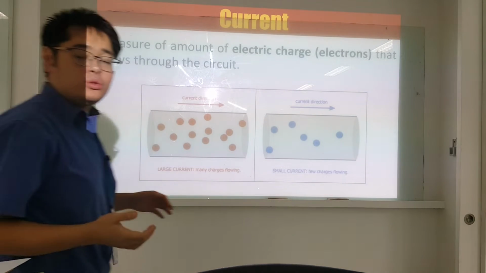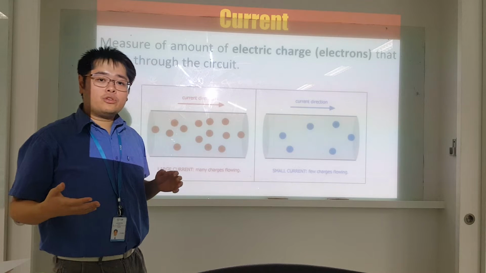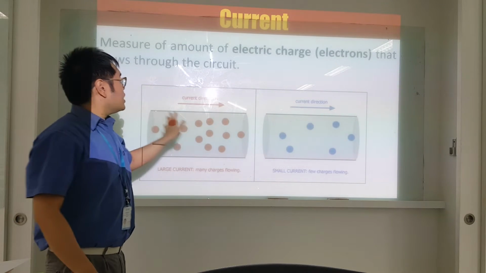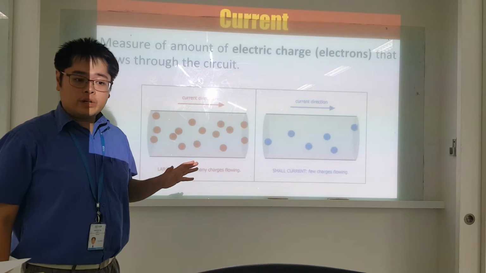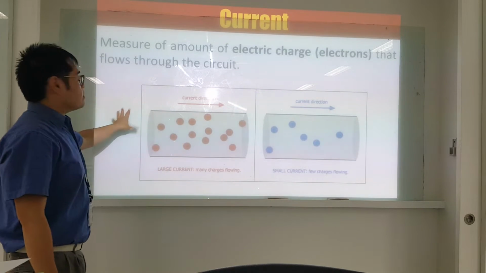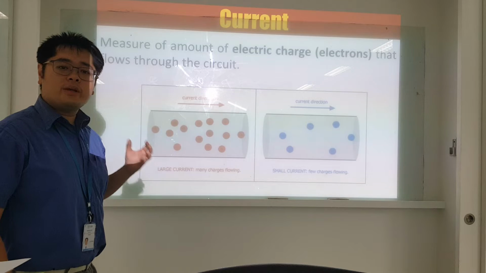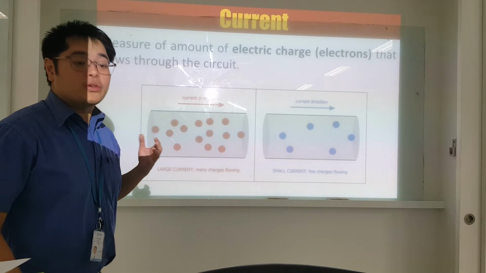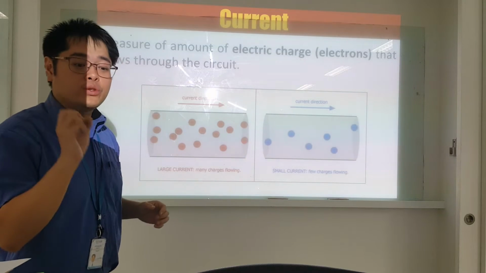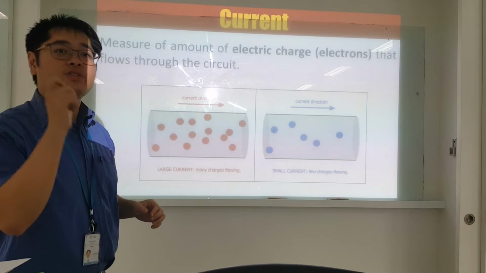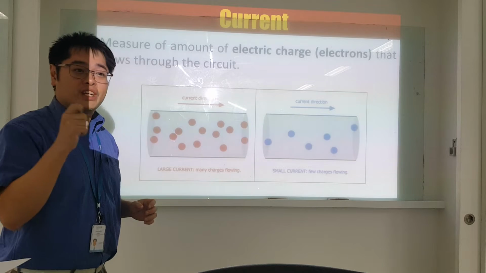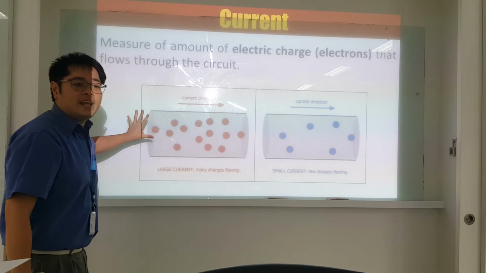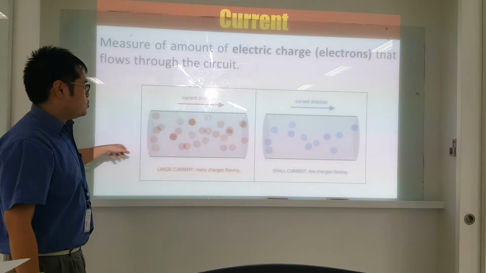This is part 2 of the next series for electrical currents and also voltages. So we will discuss and start on the topic of current. As you can see from here, current is defined as the measure of the amount of electrical charges, or known as your electrons. If you remember, electrons are the game changer in this case. It is basically measuring the amount of electrical charges that flows through a circuit.